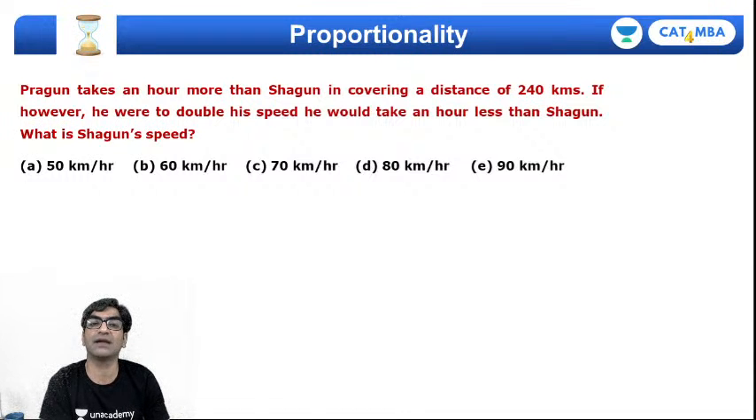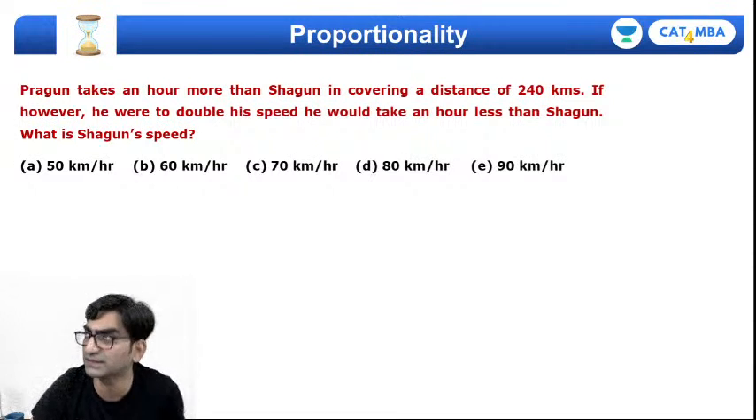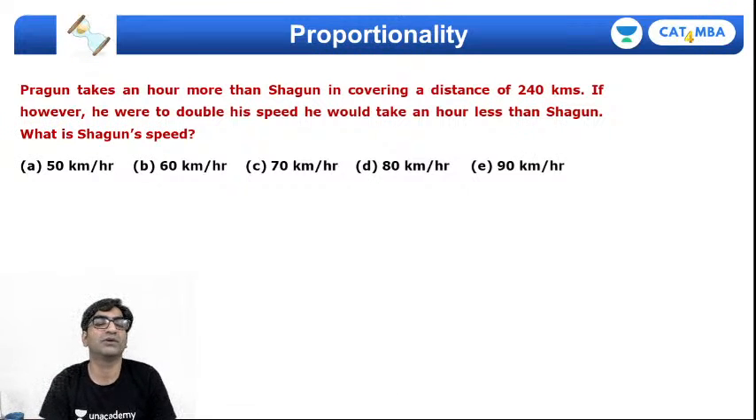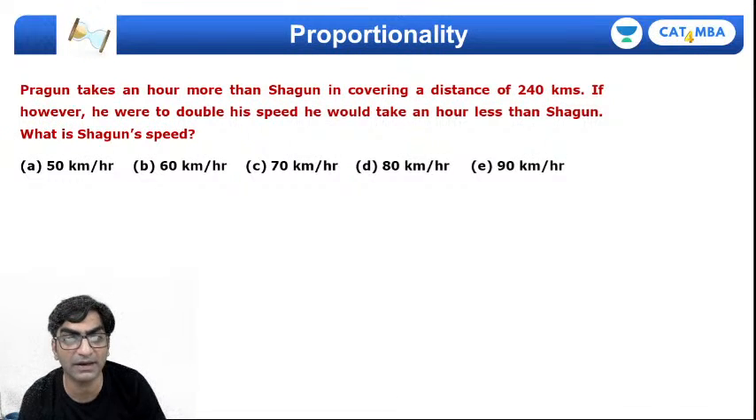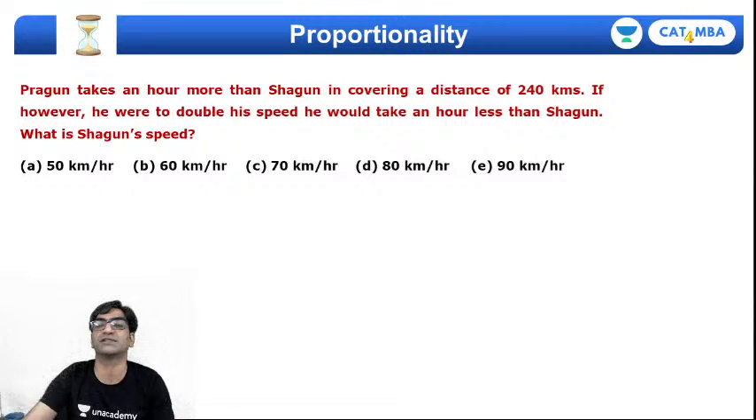Proportionality. Pragun takes an hour more than Shagun, right? Or continuing. Pragun takes 1 hour more than Shagun to cover a distance of 240. Okay, the same distance is run by two, maybe two girls. If however, okay, two boys, not two girls. If he were to double his speed, he would take an hour less than Shagun.